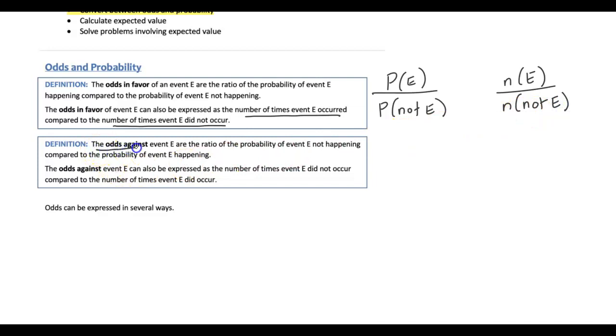The odds against event E would be the ratio of the probability of event E not happening compared to the probability of event E happening. It's basically the reciprocal of what we just wrote for in favor. Again, we could write the odds against event E using the number of times event E did not occur and the number of times event E did occur.